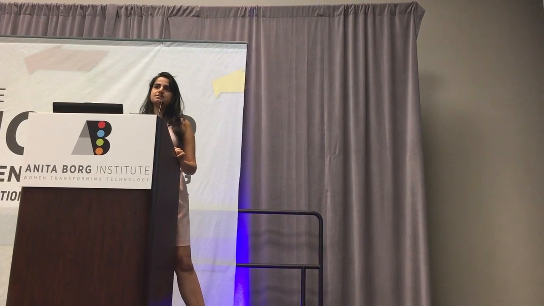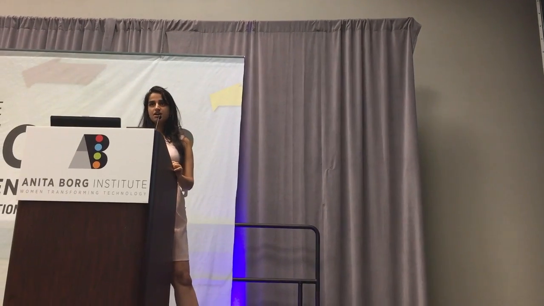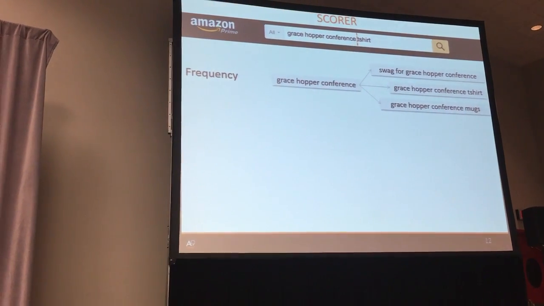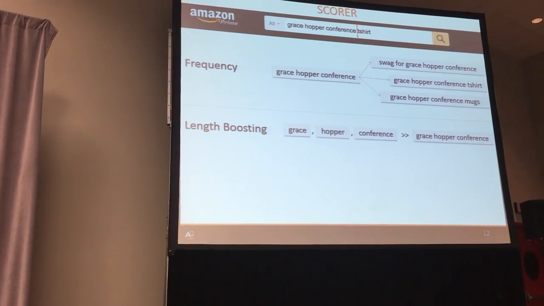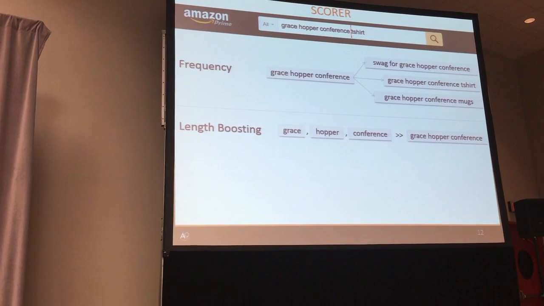The score of a phrase is based on the frequency of the phrase. Now what is the frequency of the phrase? The frequency of the phrase is the number of times users have searched queries that contain that phrase. So these could be possible queries containing Grace Hopper conference, and then we accumulate that and find the frequency of the phrase. Now, what happens because of this is there's an unfair advantage to shorter phrases, right?